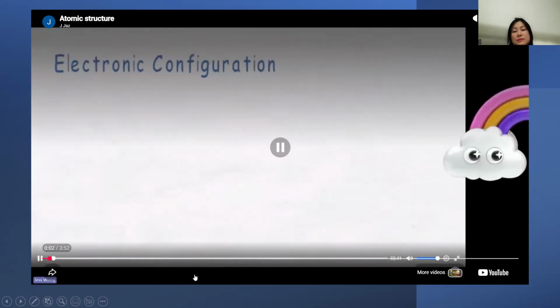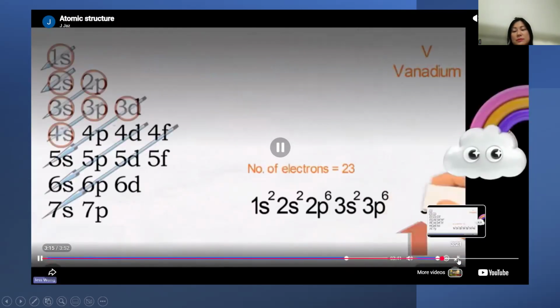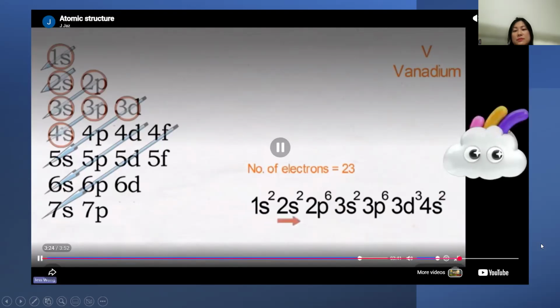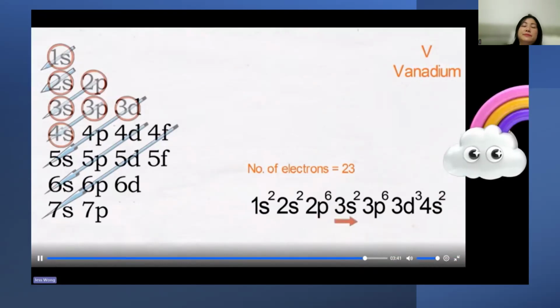The electronic configuration is 1s2, 2s2, 2p6, 3s2, 3p6, 3d3, 4s2. By following these two examples, you are now ready to write the electronic configuration for most of the elements given to you.